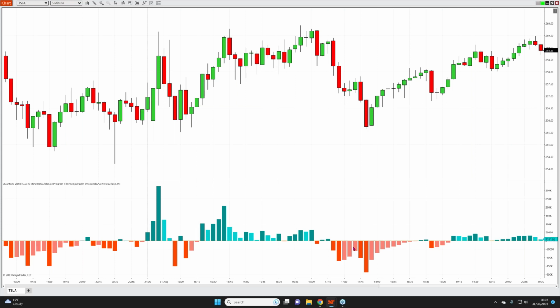The third element is really what defines that pressure, and it's in the context of the height of this pressure bar. The taller these bars, the greater the pressure being applied to any particular trend.